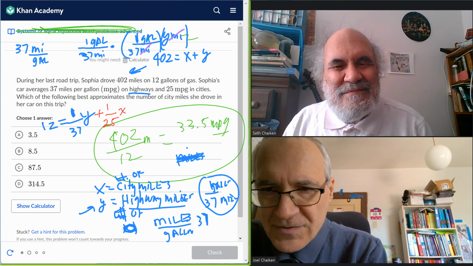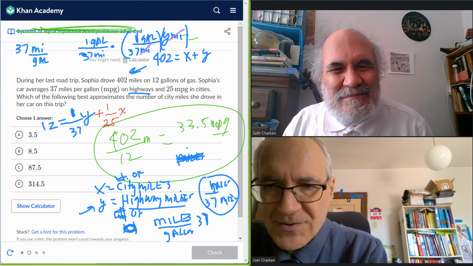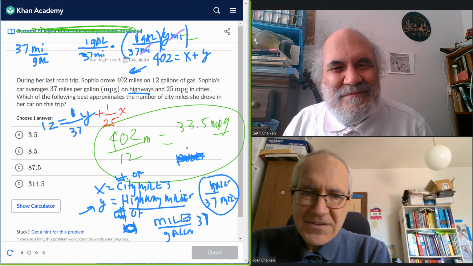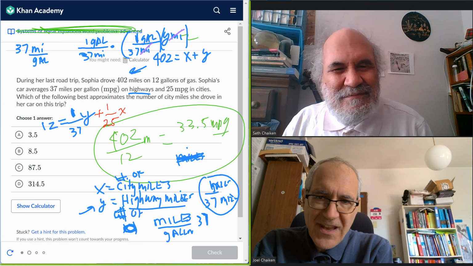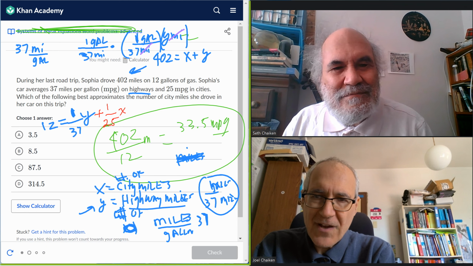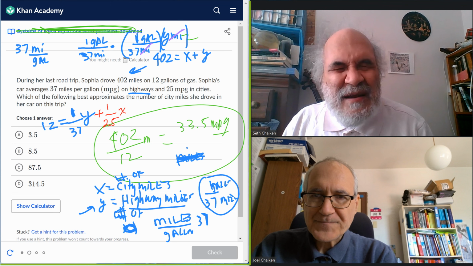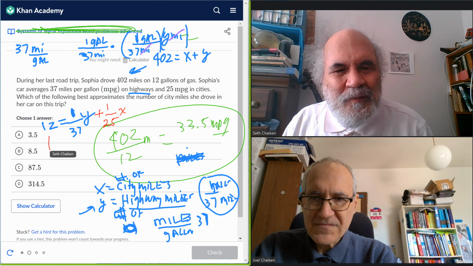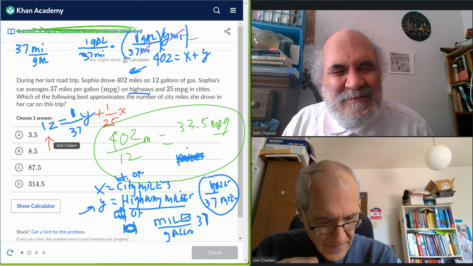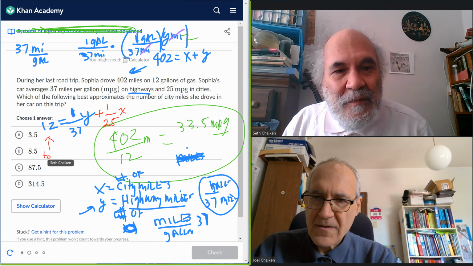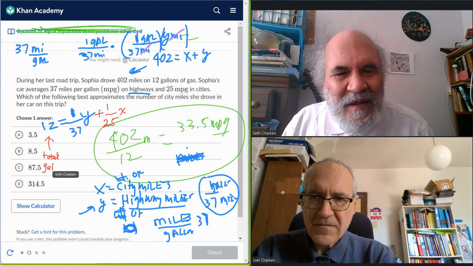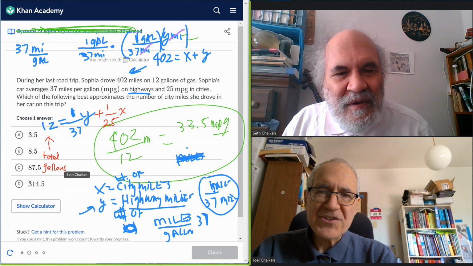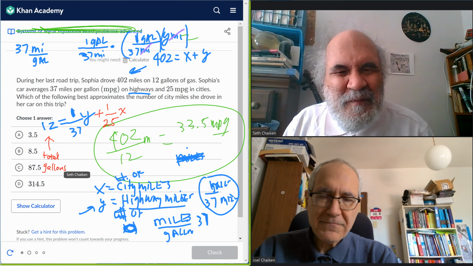So it's 1 over 37 y plus 1 over 25 x. You have to be very careful to make sure that you get the x and the y matched correctly with the 37 and the 25. So let me annotate this equation. The 12 is the total gallons of gas used. Exactly.